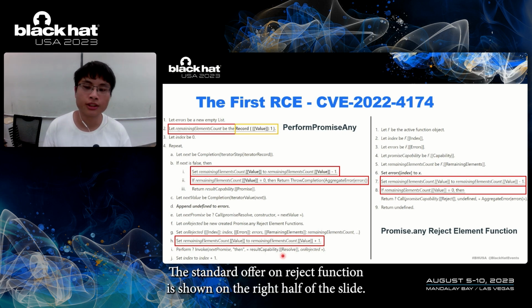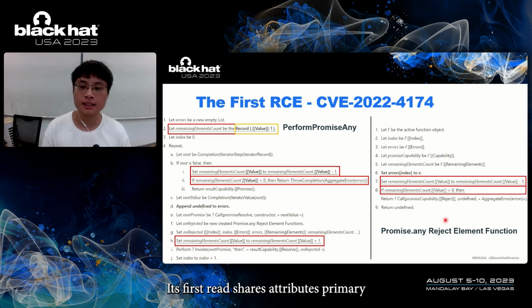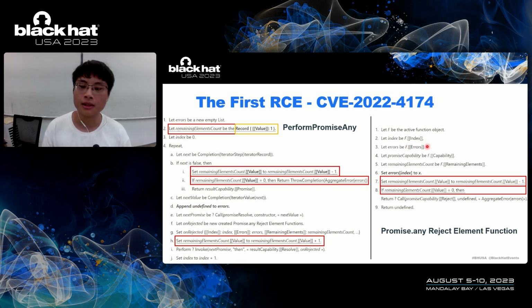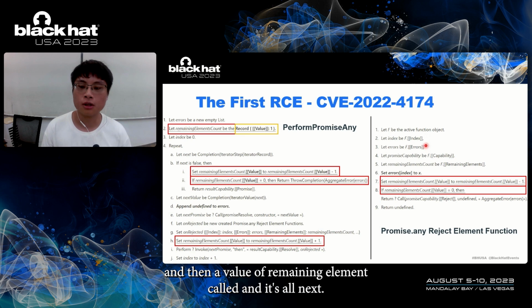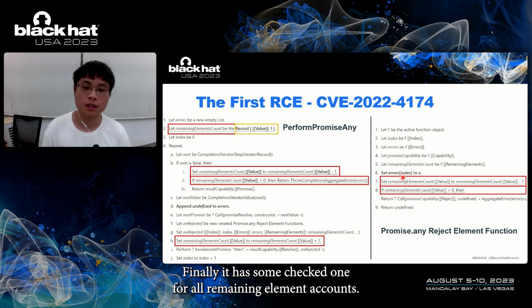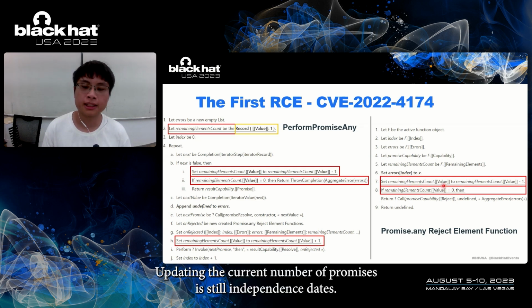The standard of the onRejected function is shown on the right half of the slide. It first retrieves some attributes previously defined on the onRejected, including the index of the current promise, the errors array of the current promise, and the value of remainingElementsCount, and so on. Next, the onRejected function stores the value of the current promise that has been set to reject in the errors array. Finally, it subtracts 1 from remainingElementsCount, updating the current number of promises still in the pending state.